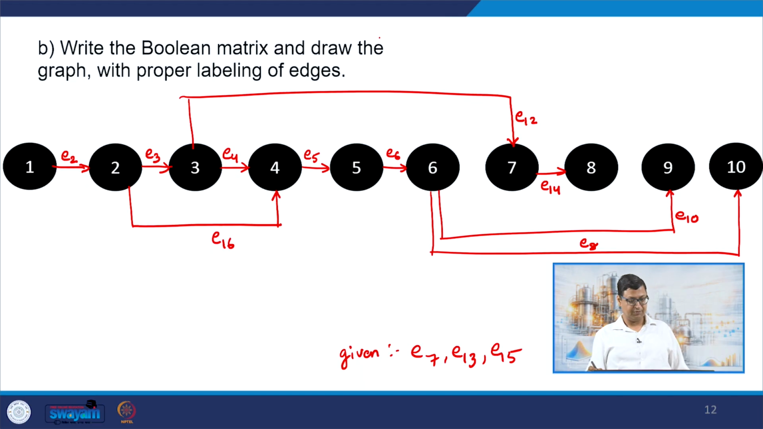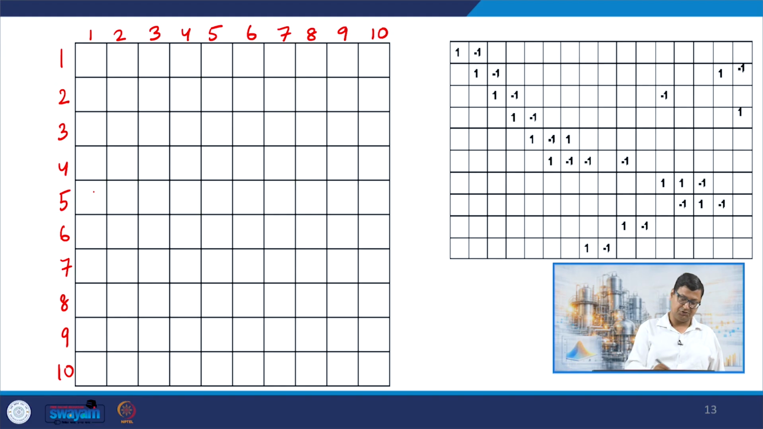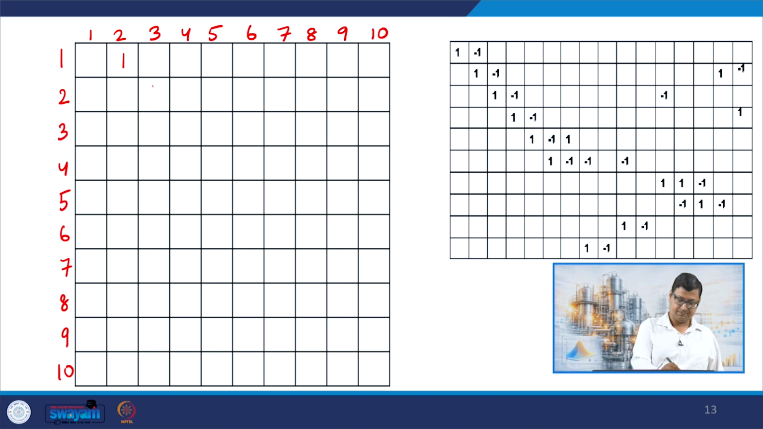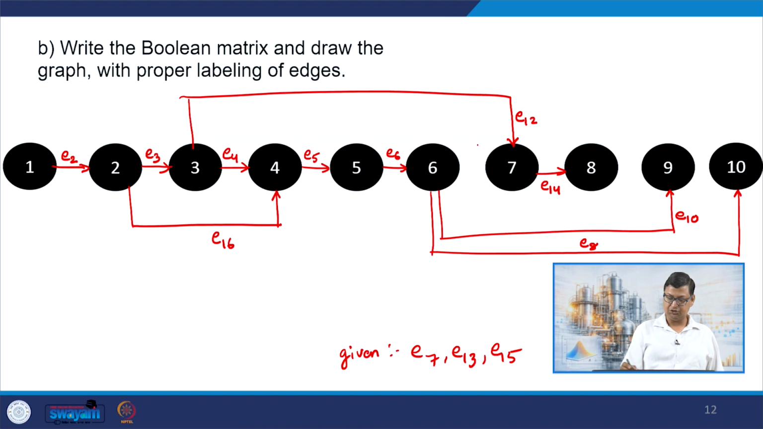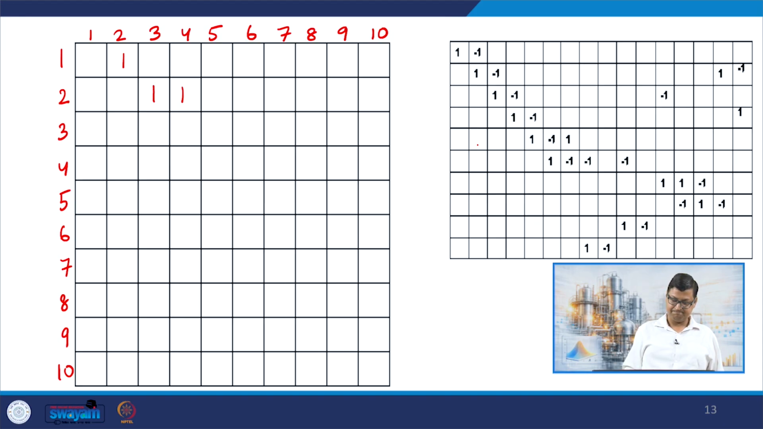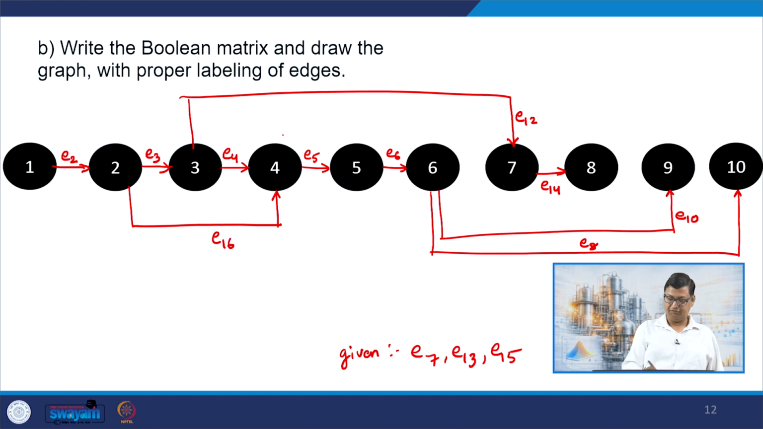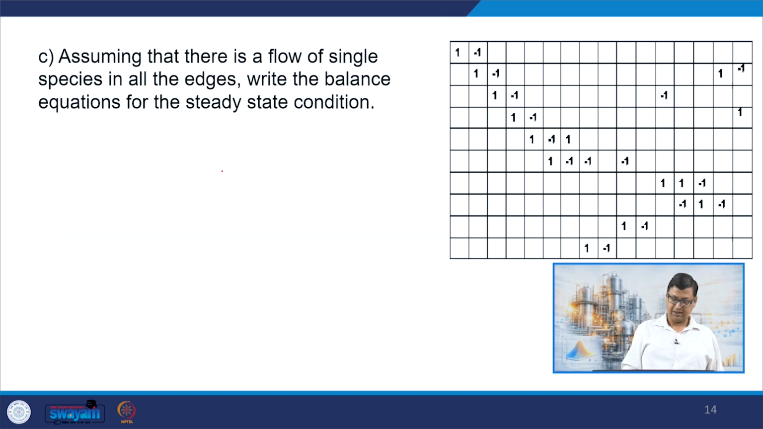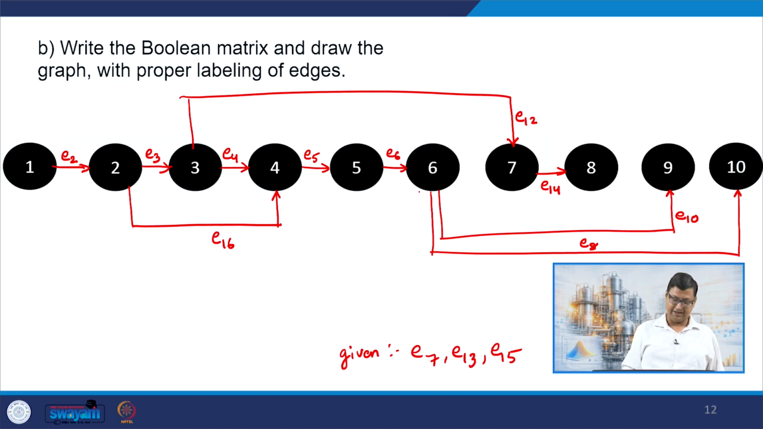Now from 1 I can go to 2 in one step, that is the only place I can go to. So I put a 1 there. From 2 I can go to 3 and also 4. From 3 I can go to 4 and 7. Then from 4 I can go to 5. And from 5 I can go to 6.